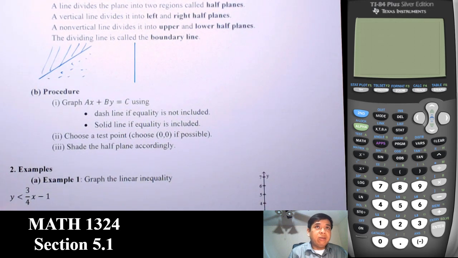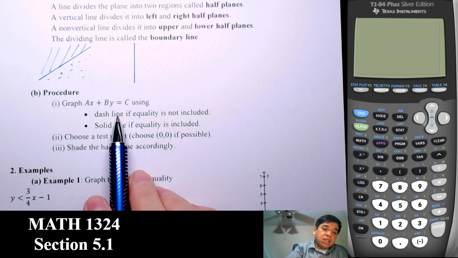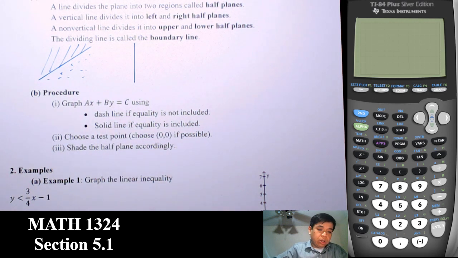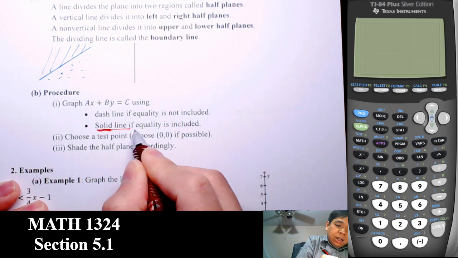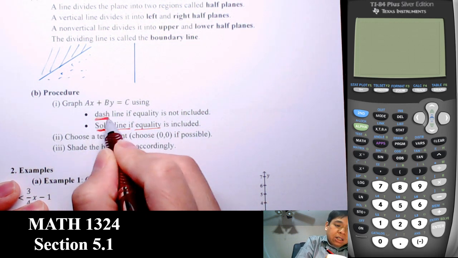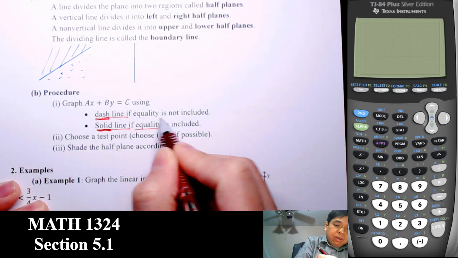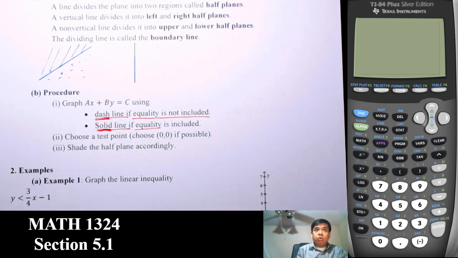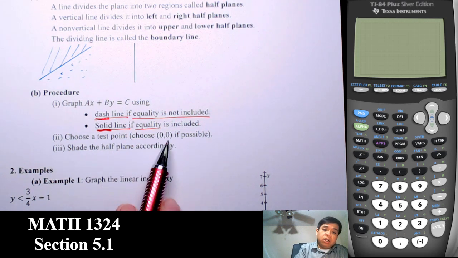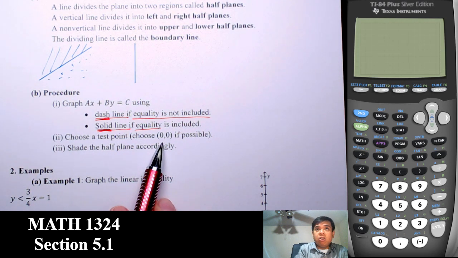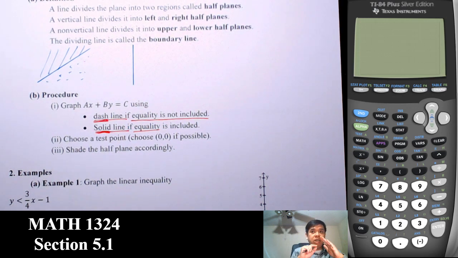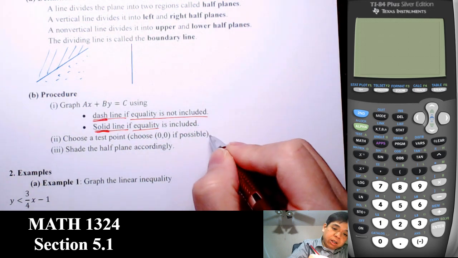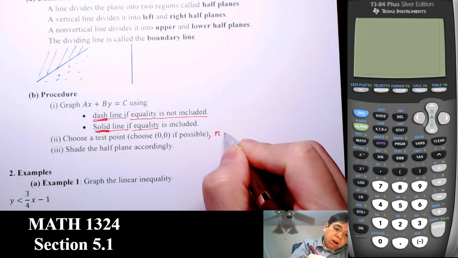Right. So when we graph a linear inequality, first we're going to graph a line. If it has the equal sign, we use a solid line. If equality is not included, if there's no equal sign, we use a dashed line. Then we choose a test point, preferably 0, 0. If 0, 0 is not possible, we choose something else. But the test point has to not be on the boundary.